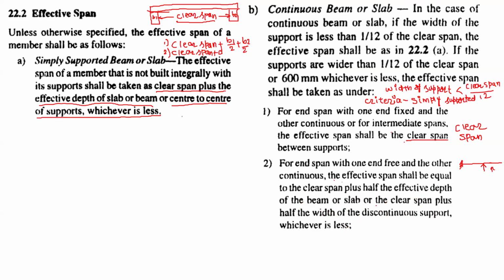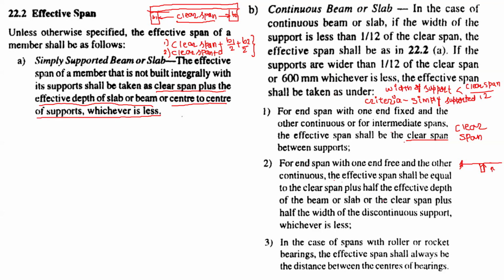Clear span plus half the width. We have width on one side only, on this side. So it is the same as simply supported, only we are going to divide by 2: clear span plus B1 by 2, or clear span plus D by 2. B2 by 2 will not be there, as we have support on one side only. And then third is roller or rocker, so we are not concerned with this.